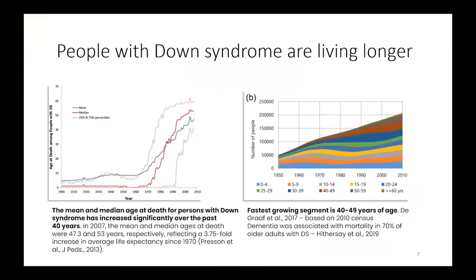So the good news for people with Down syndrome is they're living much longer. Back in the 50s and 60s, it was very rare for a person with Down syndrome to get much out of childhood and into their teens. This has progressively improved over the years, and now we have people, certainly in our cohort, in their early 70s. And there's a couple of reasons why we think this is happening.